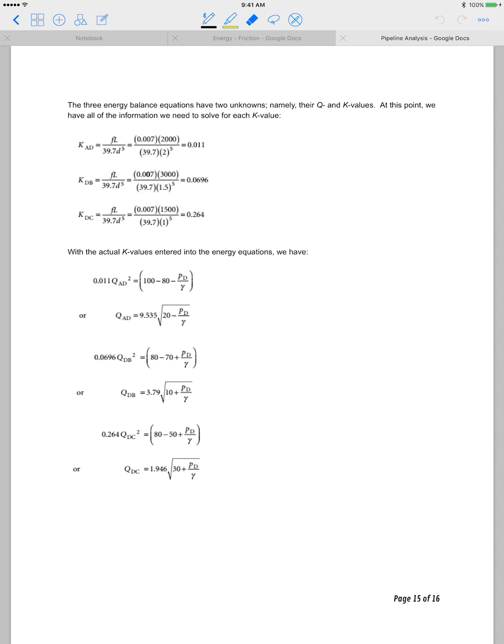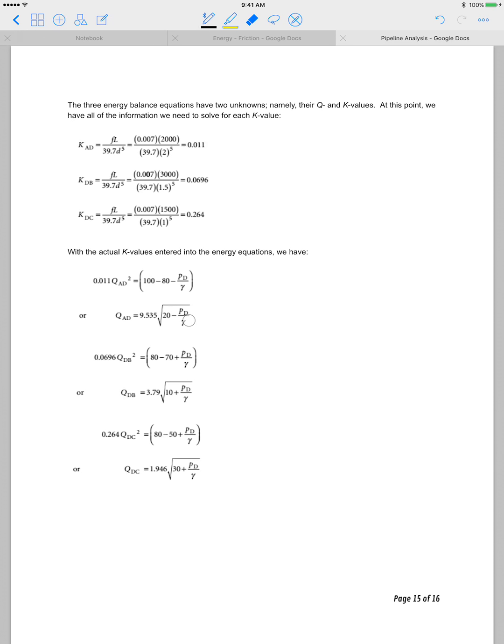The three energy balance equations have two unknowns. We talked about this, Q and K values. So we can solve for K. We have the F, right? And we have the L. They gave it to us for a reason. And we have the diameters. So we can solve for each of the K values. We can bring those back to the original equations. And if we take the K value 1, 2, and 3, and put them into 1, 2, and 3 of the equations from the previous page, we're left with having Q as a function of the pressure or pressure head at point D.